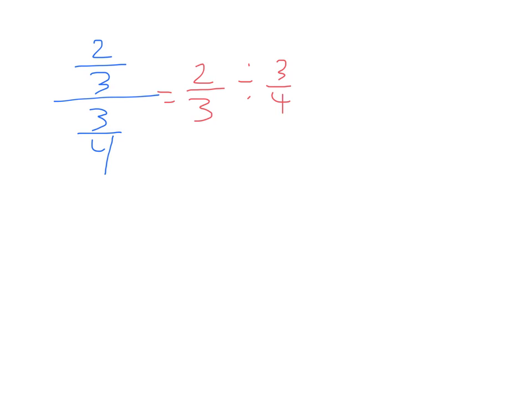Okay, one. You try this one and see how you do. 2/3 over 3/4. Pause the recording and see how well you do. If you did it correctly, you would have said this is 2/3 divided by 3/4, which you would have turned into 2/3 times 4/3, which is 8/9. How many of you got 8/9? Perfect.